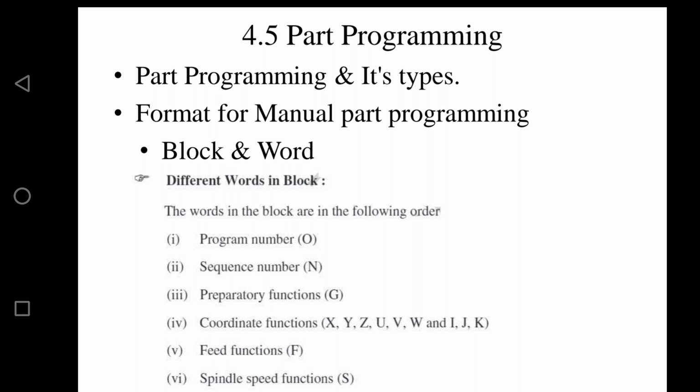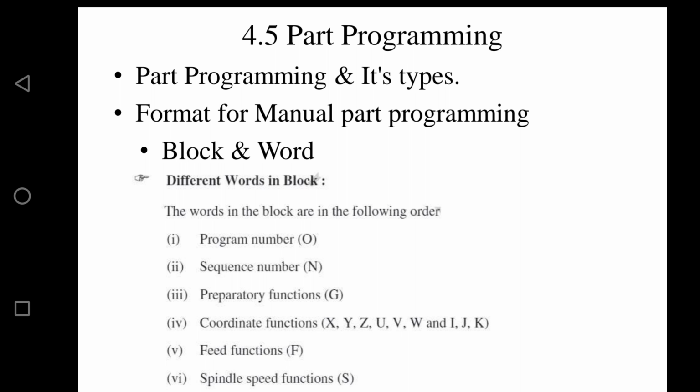For example, I have G00. G00 is the function for rapid tool movement. If I want to move my tool from one position to another, I am going to use G00. If I consider G02, it is used by the NC controller unit for circular interpolation. So we have up to 99 preparatory functions.